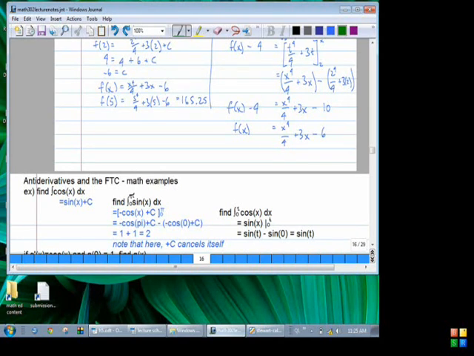Negative cosine pi, is it a negative one? Well, cosine pi is negative 1. So it's negative negative 1.